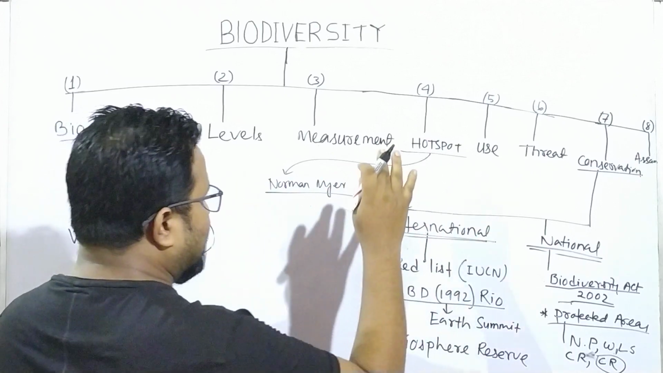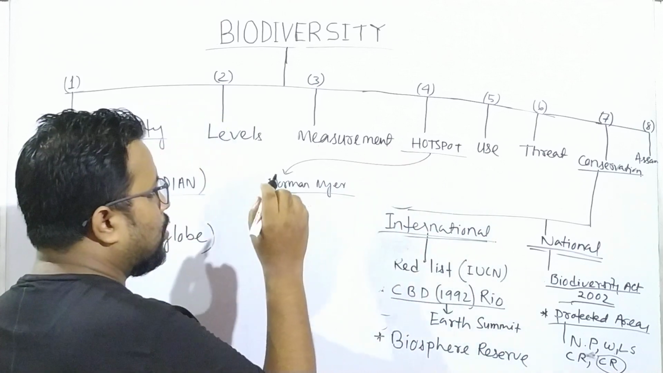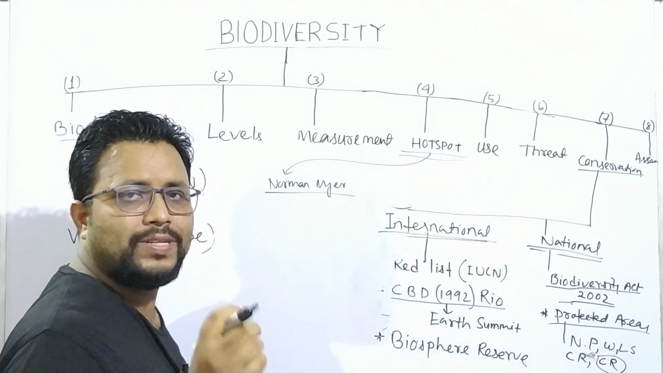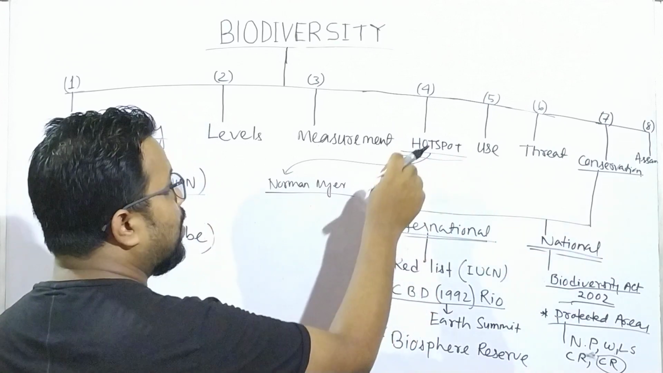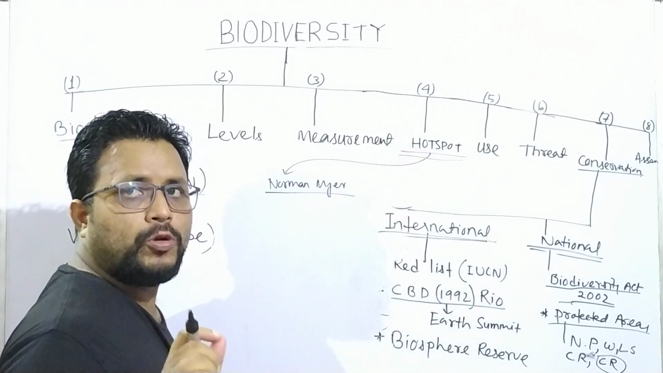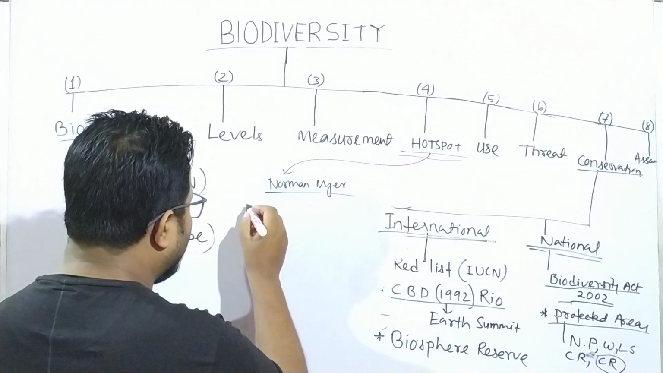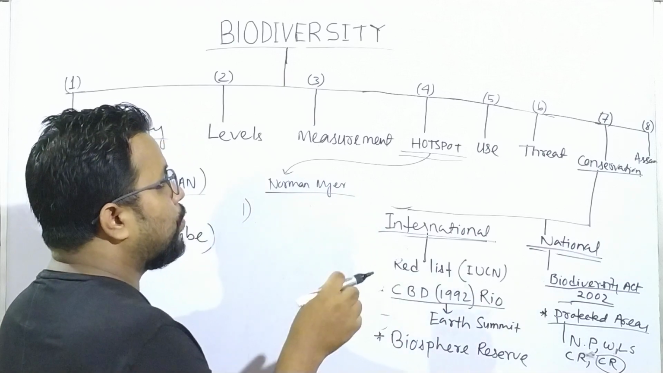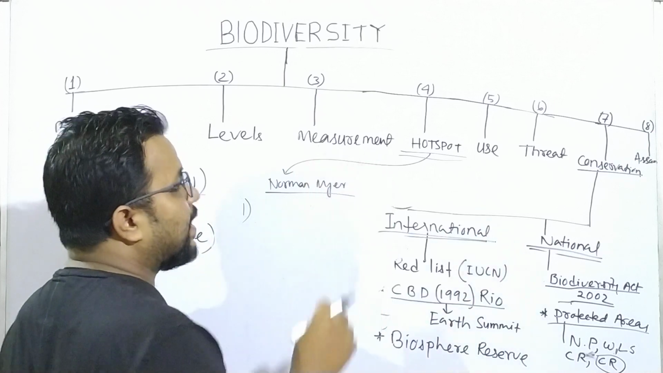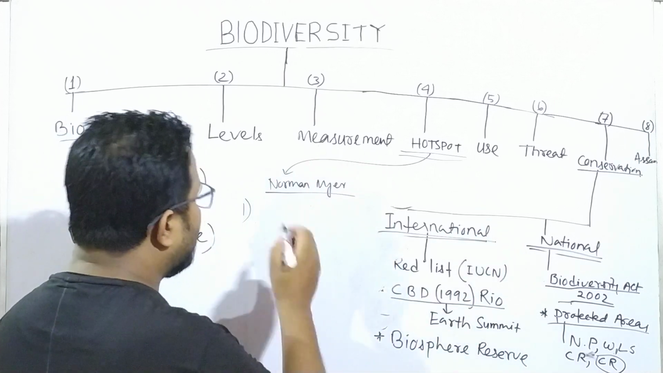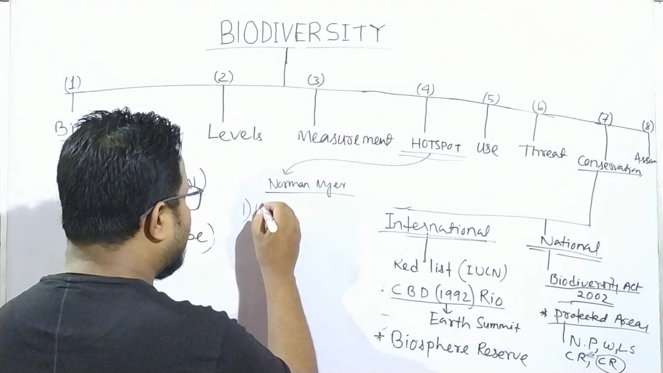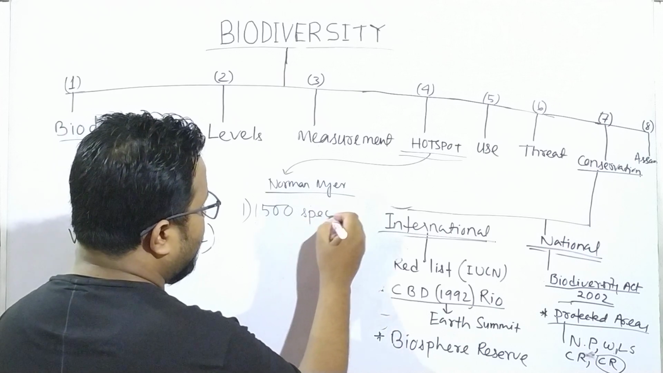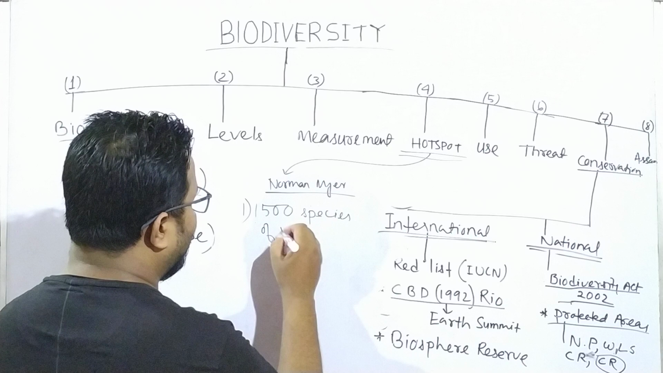Now there are basically two criteria which must be fulfilled for a region to be a hotspot. Number one, the region must have 1500 species of vascular plants.